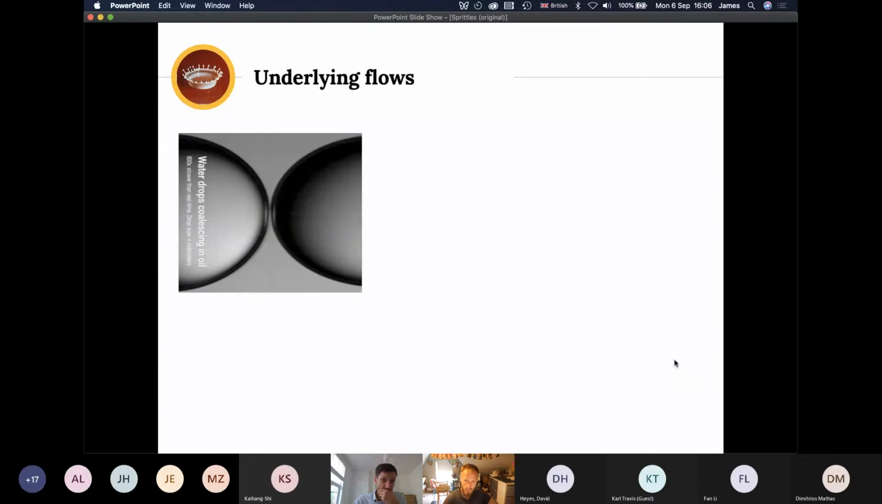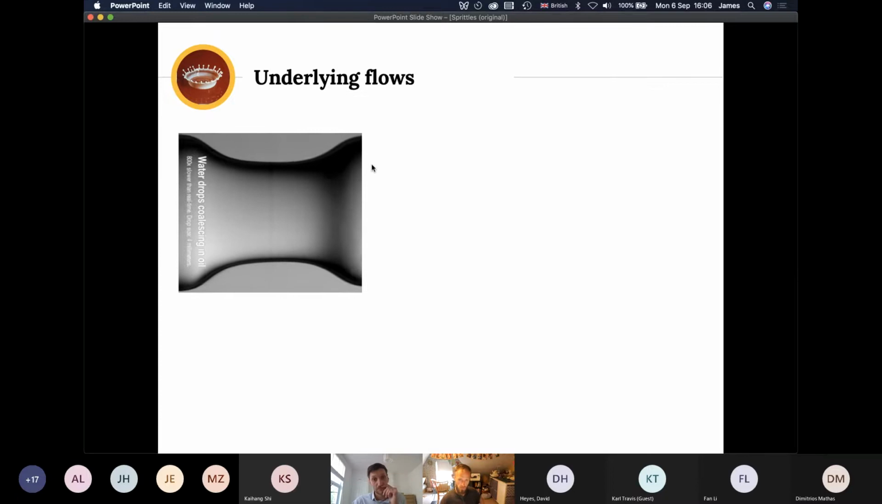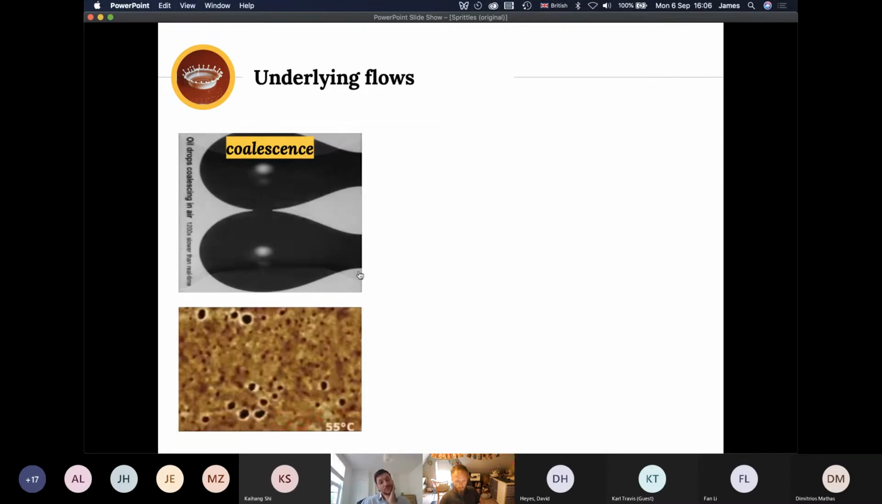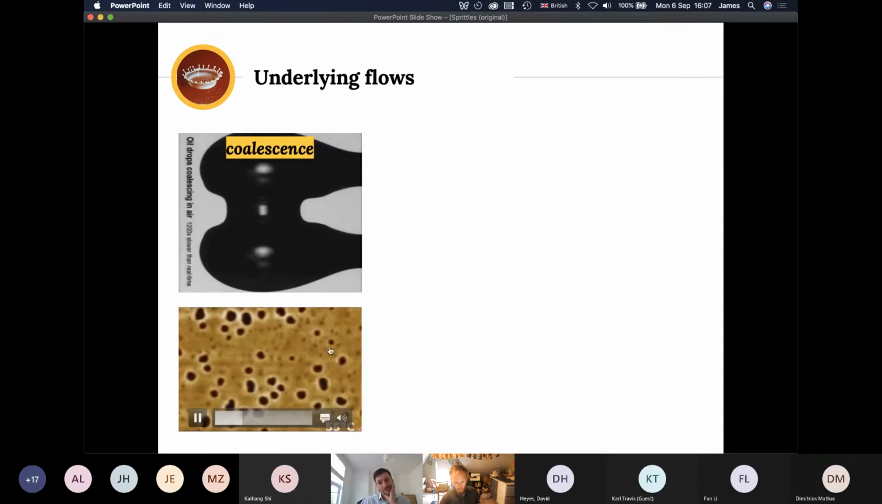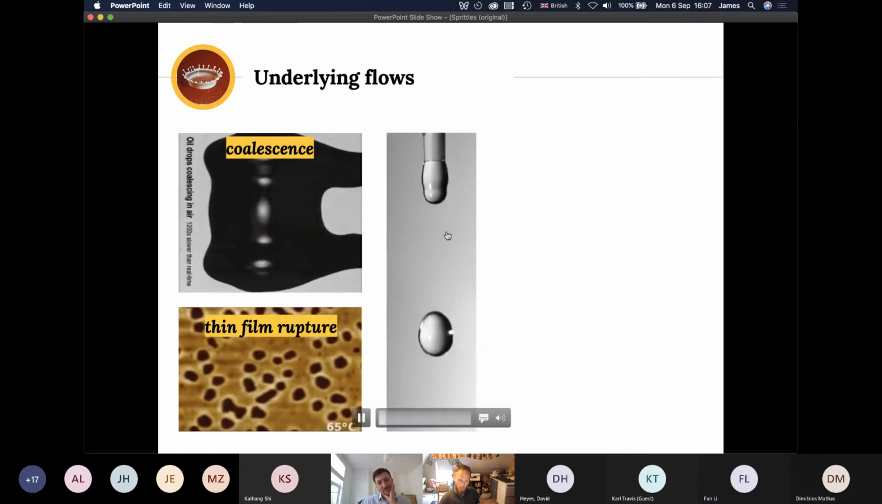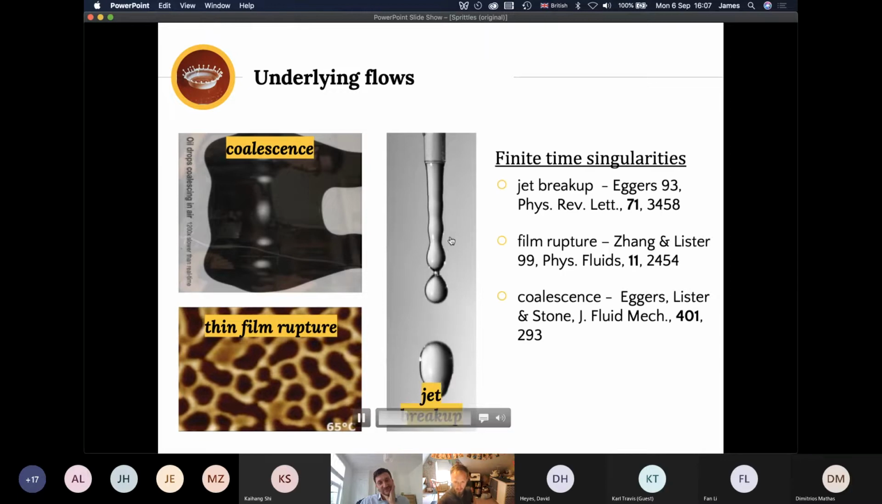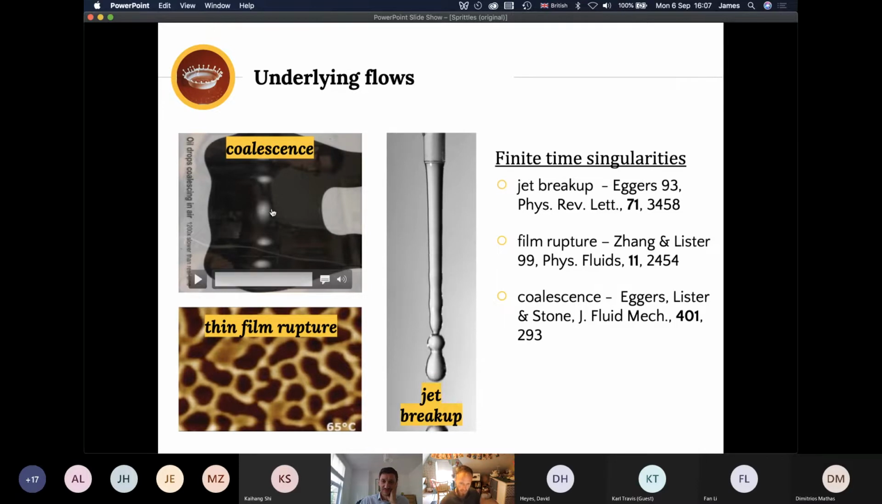So the underlying flows in these and many other processes are things like coalescence, so that's the joining of liquid volumes, the breakup of thin films and subsequent pattern formation, and the breakup of liquid volumes. So from my own applied maths background, much of the interest in these has been in finite time singularities. But I guess from a more practical perspective, people are interested in understanding how these processes work.